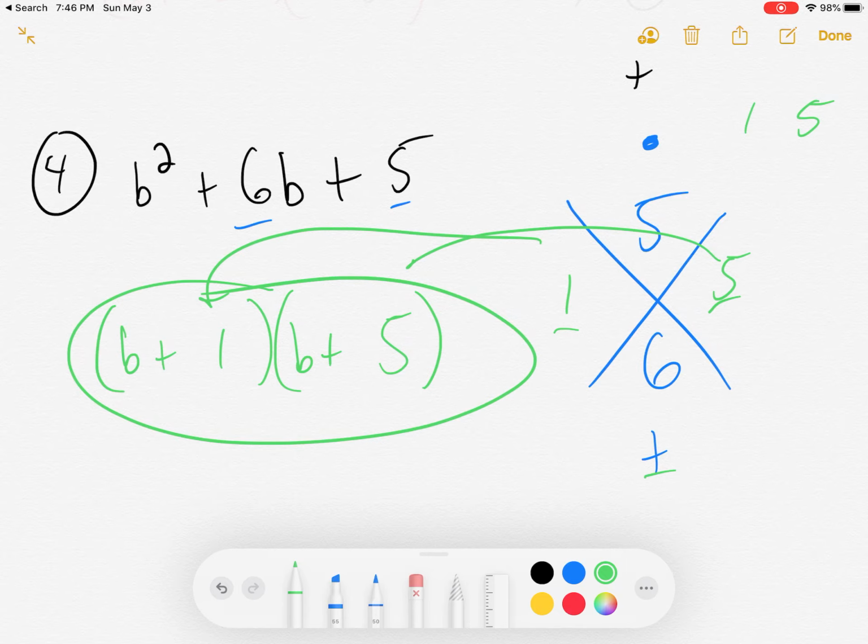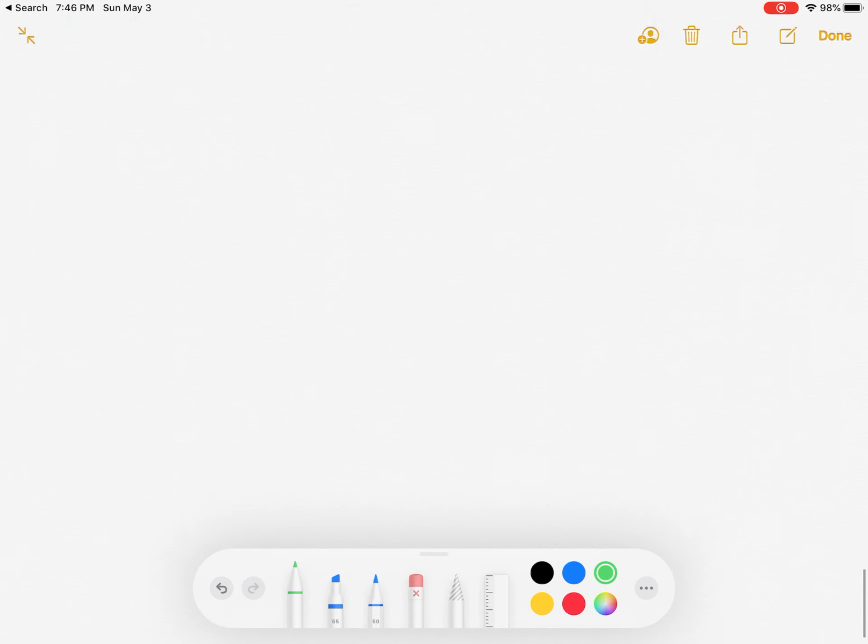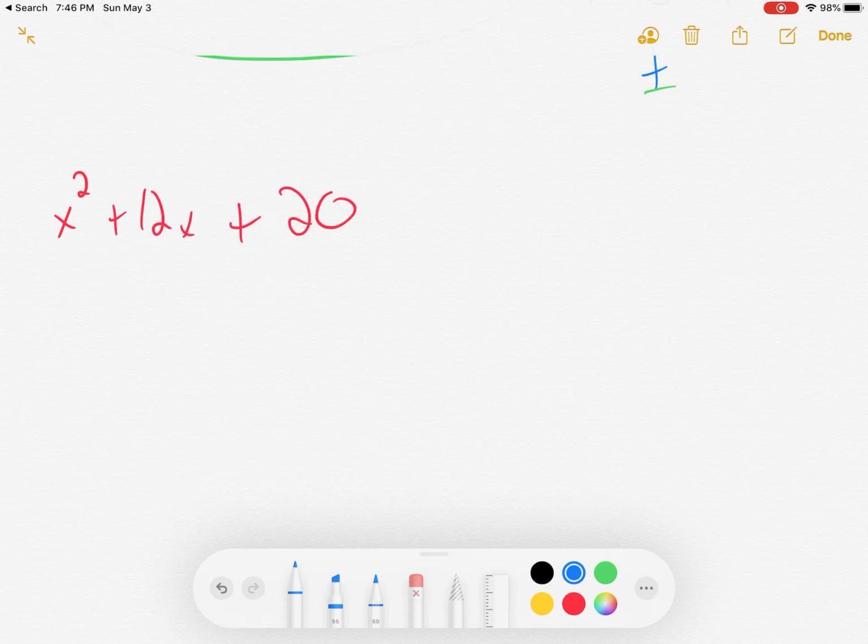Okay, I'm going to do 2 more here. Let's just go through 2 more of these. We'll go x squared plus 12x plus 20. I would encourage you to pause the video here and try it on your own. I'll start the diamond for you. Remember, the last number goes on top, the middle number goes on bottom, so 12.